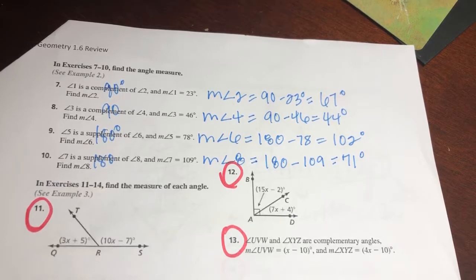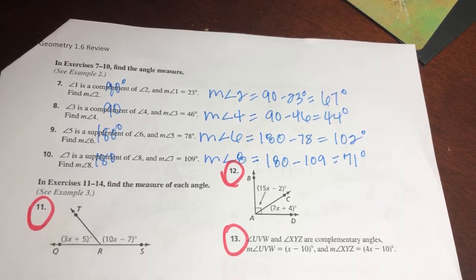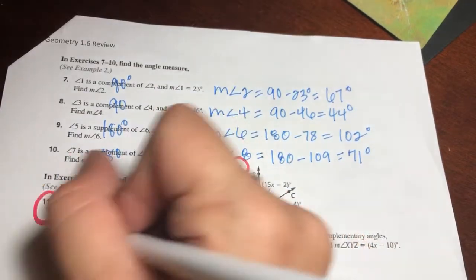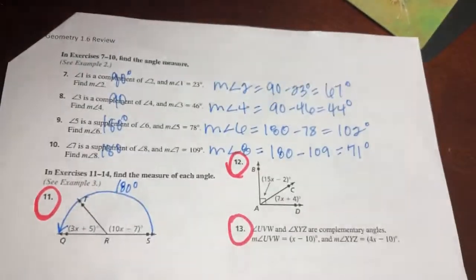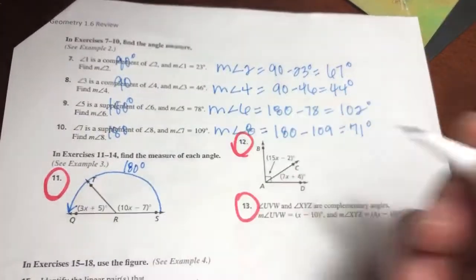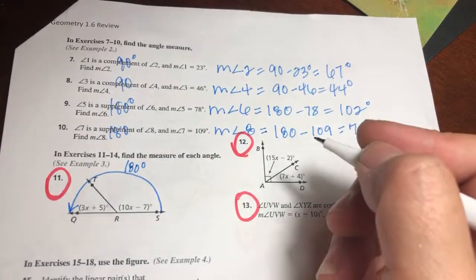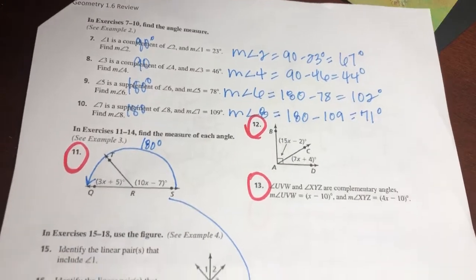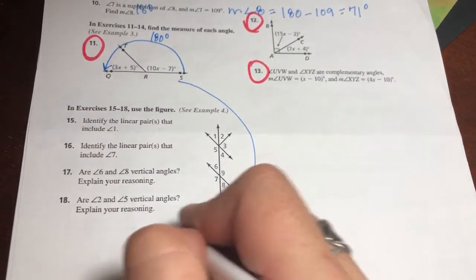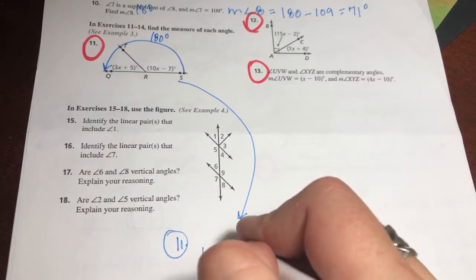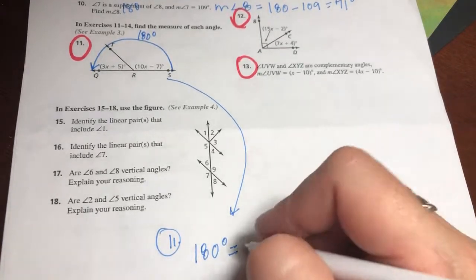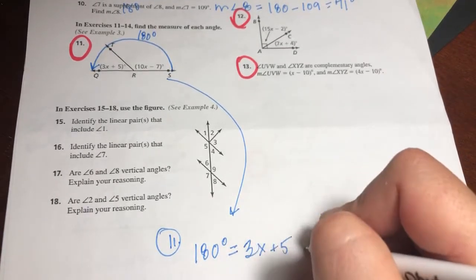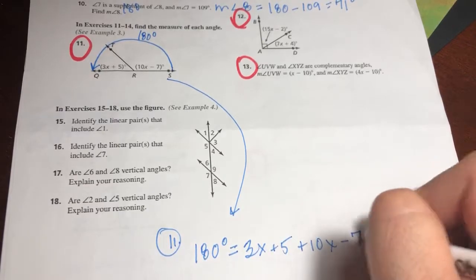Now, in problem number 11, I don't know anything about bisecting. I don't know anything about the type of angle here, besides the fact that it's a straight angle, and two angles that lie on a line, a straight angle or linear pair, add to 180 degrees. So what I'm going to do is move myself over here. With number 11, I'm going to put together my 180 degrees, which is going to be equal to the sum of the 3x plus 5 plus the 10x minus 7.